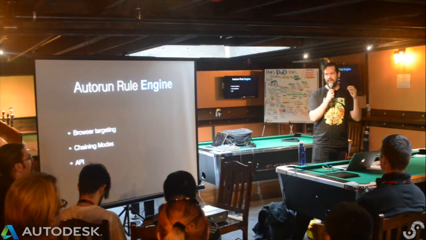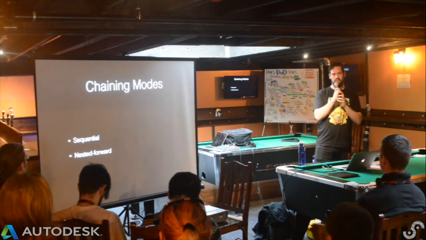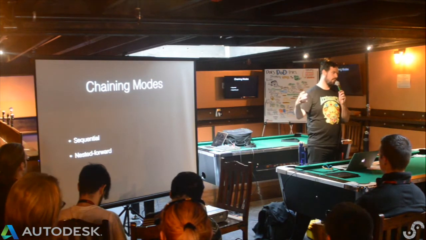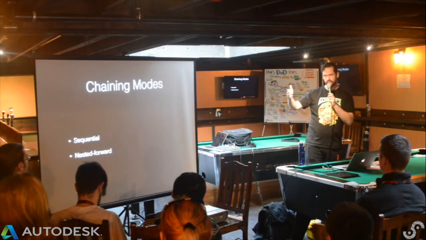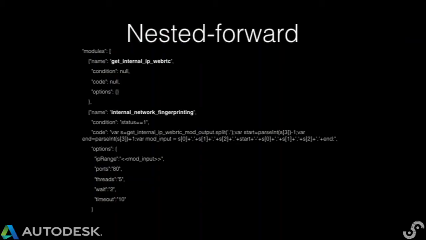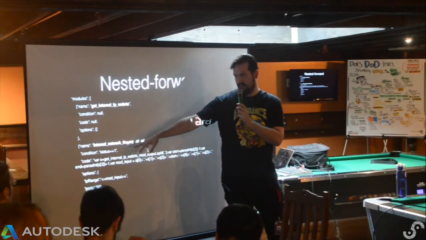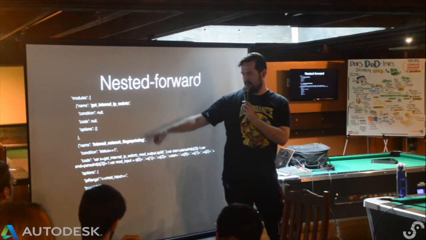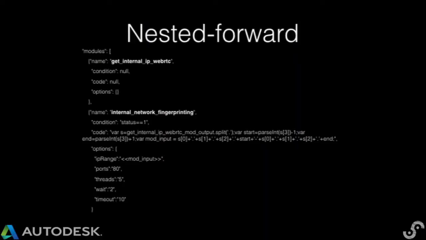The second part is the chaining modes, and currently there are two different modes. Sequential is: okay, if a Chrome browser is hooked into BeEF, then run this module and send me the results. Nested forward is a little bit more complicated, because this is where you can start building some logic. In this instance, you can't really read it, but the first module is get my internal IP address, and if that succeeds, because the status was 1, take the output of this module and run it through internal network fingerprinting, after we mash the output from the first module to build up a subnet range.